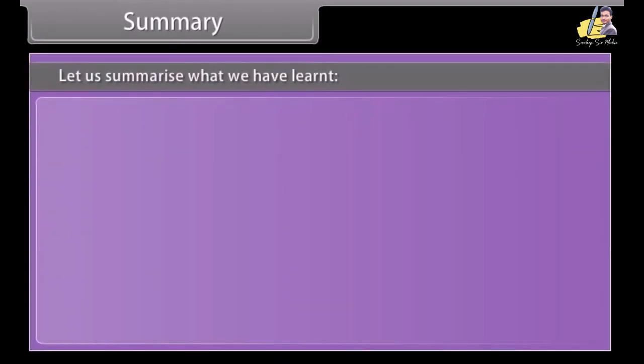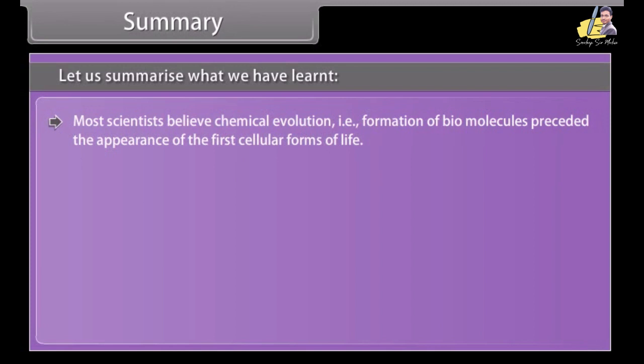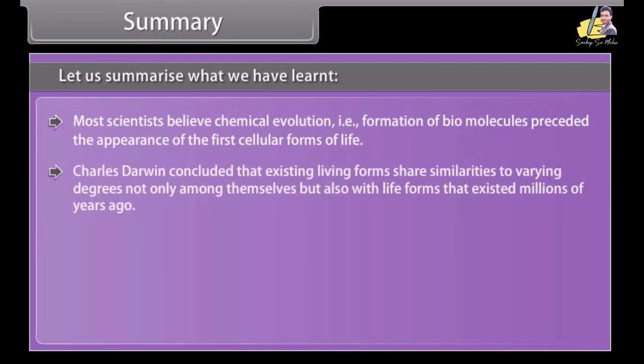Summary. Let us summarize what we have learned. Most scientists believe chemical evolution, that is, formation of biomolecules, preceded the appearance of the first cellular forms of life. Charles Darwin concluded that existing living forms share similarities to varying degrees not only among themselves but also with life forms that existed millions of years ago.